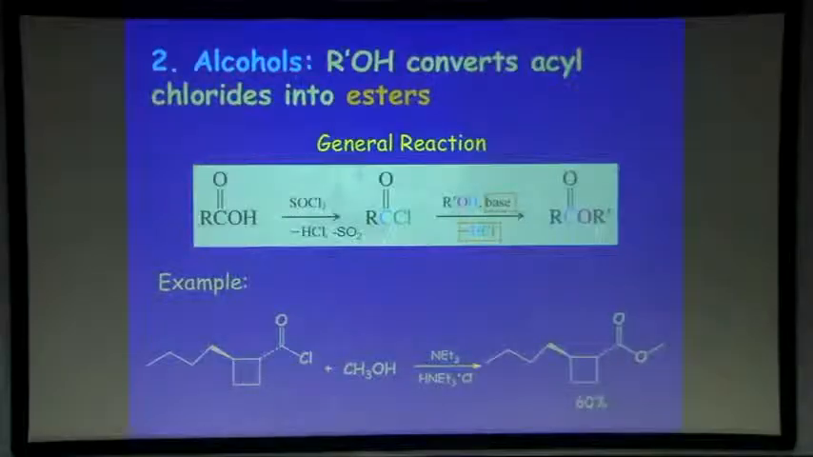So here's an example. This cyclobutane carbonyl fluoride with methanol. Triethylamine was used in this case to mop up the HCl. You don't have to worry about that. That plus that gives the ester.